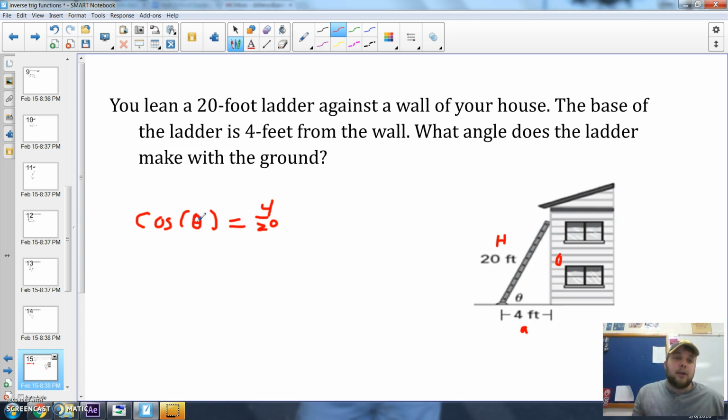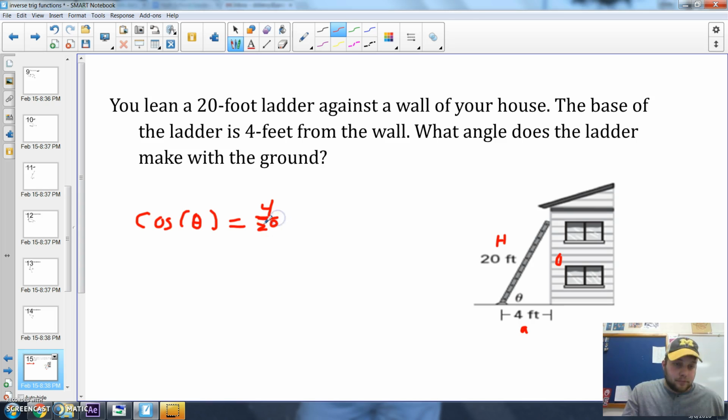Now remember, I'm trying to solve for theta, and usually theta is the symbol used for solving for an angle. I don't know why. X is usually what they use for solving a variable, but they usually use theta, that circle with the dash through it, to represent an angle. I don't know where they come up with this stuff.